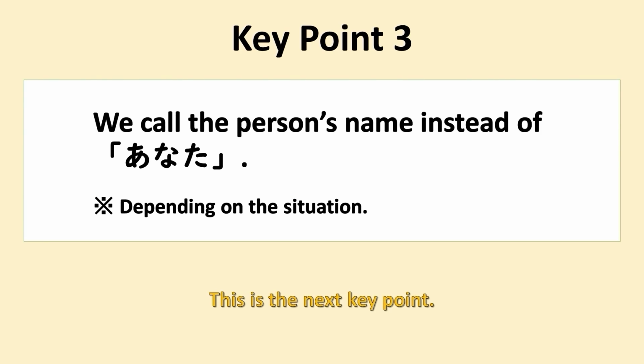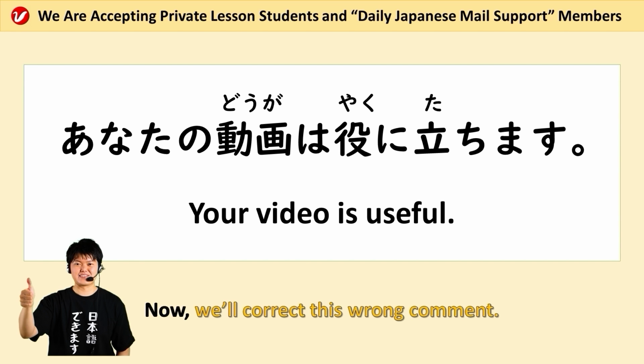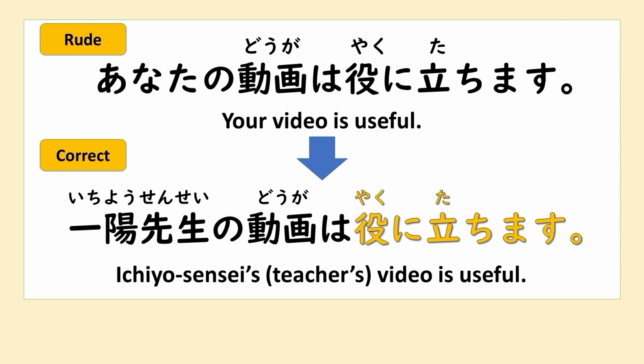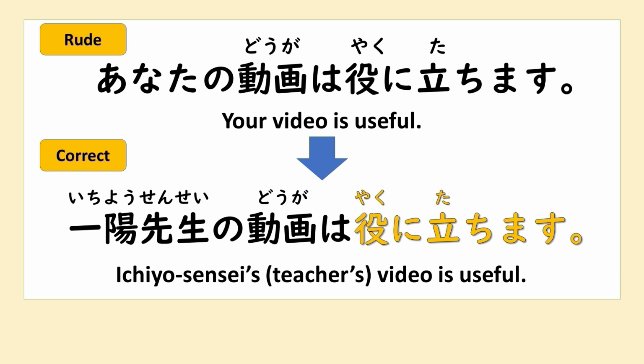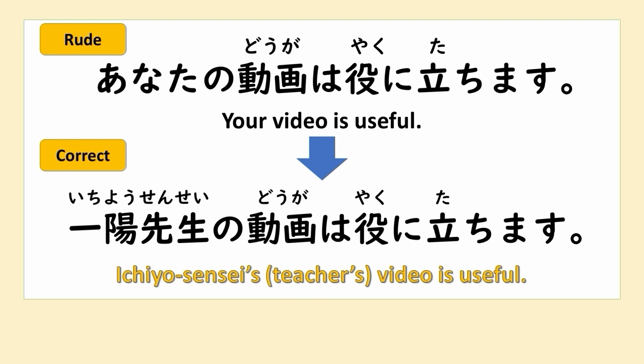Key point 3. This is the next key point. We call the person's name instead of あなた. Now, we'll correct this wrong comment. In this case, your means Ichiyo's. The correct and natural comment is 一葉先生の動画は役に立ちます。The literal translation is Ichiyo sensei's video is useful.